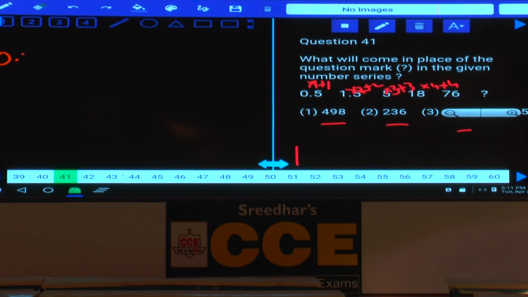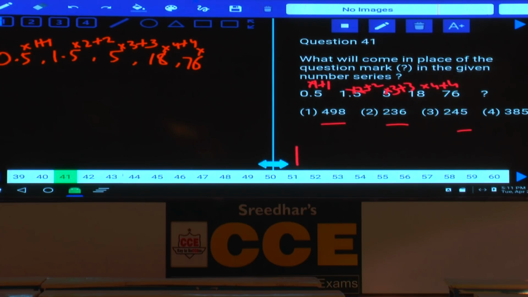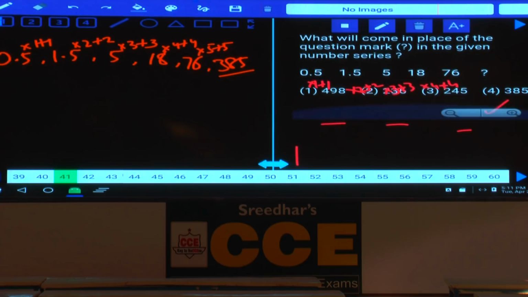Now 0.5 into 1 plus 1, that will be 1.5. 1.5 into 2 is 3 plus 2, that is 5. 5 into 3, 15 plus 3, 18. 18 into 4, 72 plus 4, 76. Finally 76 into 5 plus 5. What is 76 into 5 plus 5? 385. And 385, is it there in the choice or not? Choice 4 is done. Done with this?